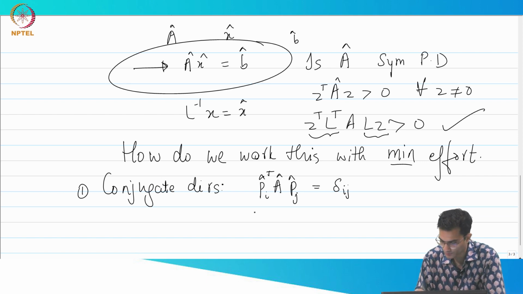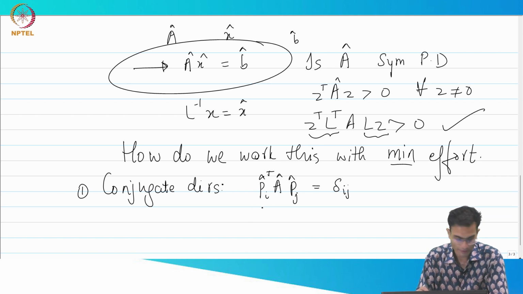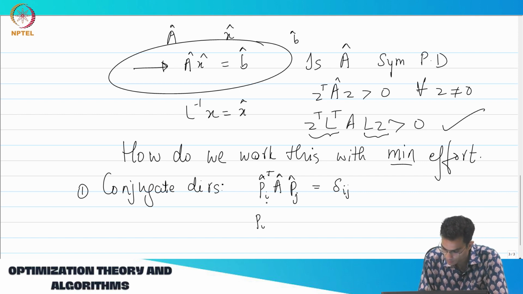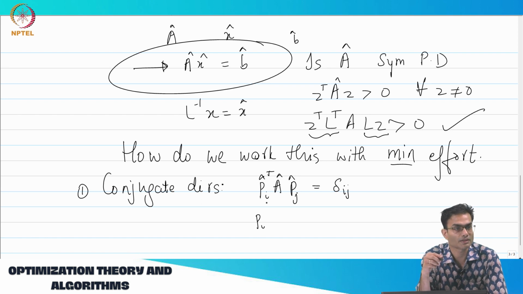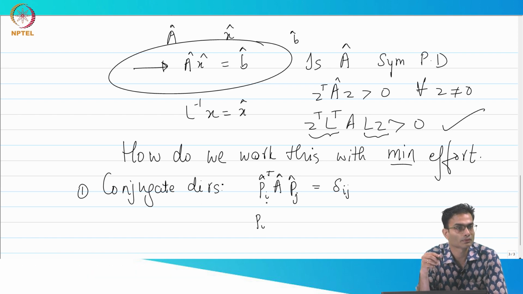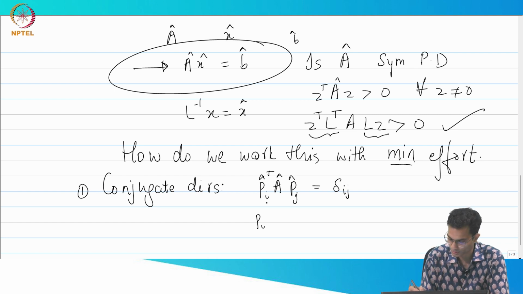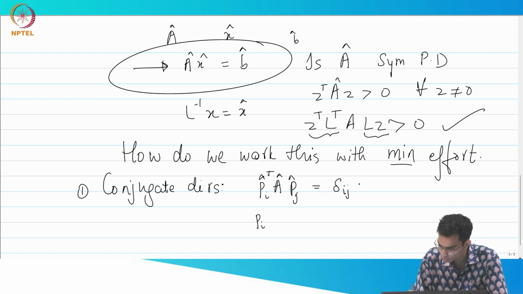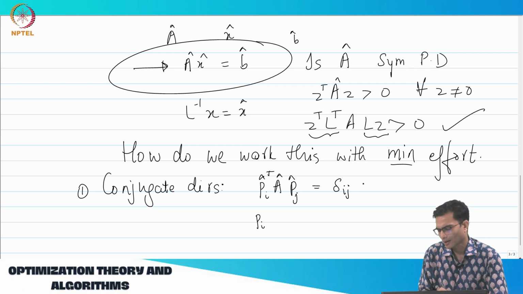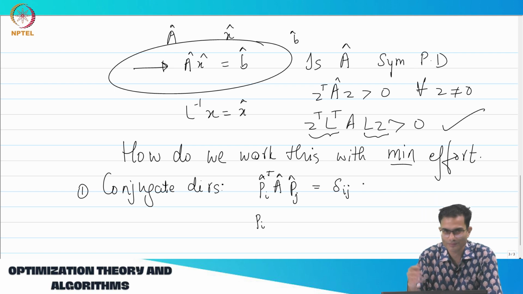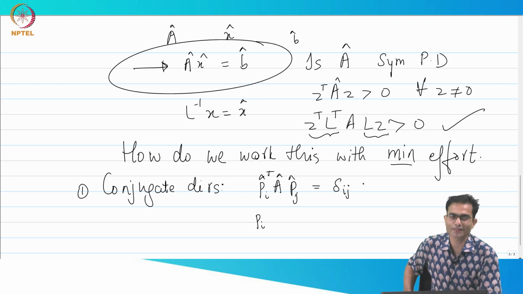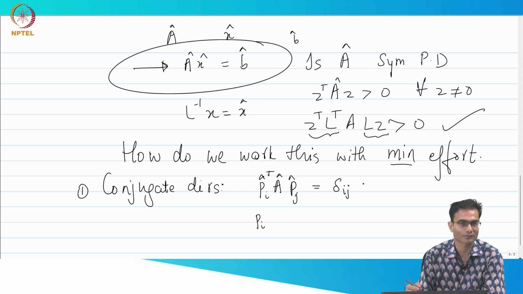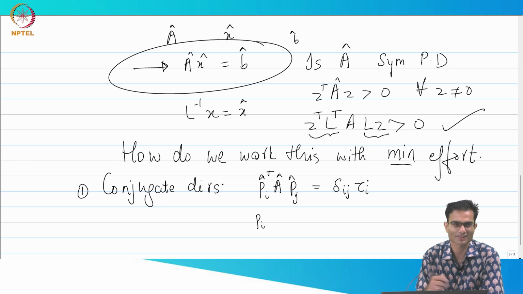So let's substitute over here. A hat was simply L transpose Al, right? So this becomes delta Ij. It is 0 if I is not equal to j. This is the Kronecker delta. Are they orthonormal or not? They need not be. So you can have some factor over here, tau I or something. Doesn't matter. Not important.